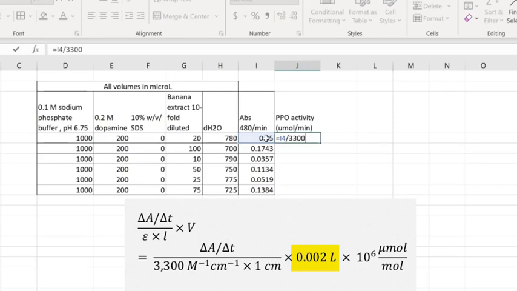But here we need to use liter and not milliliter, so I'm going to multiply with 0.002. And then to get micromole and not mole, I'm also going to multiply with a factor of 10 to the power of 6 to convert from mole to micromole.